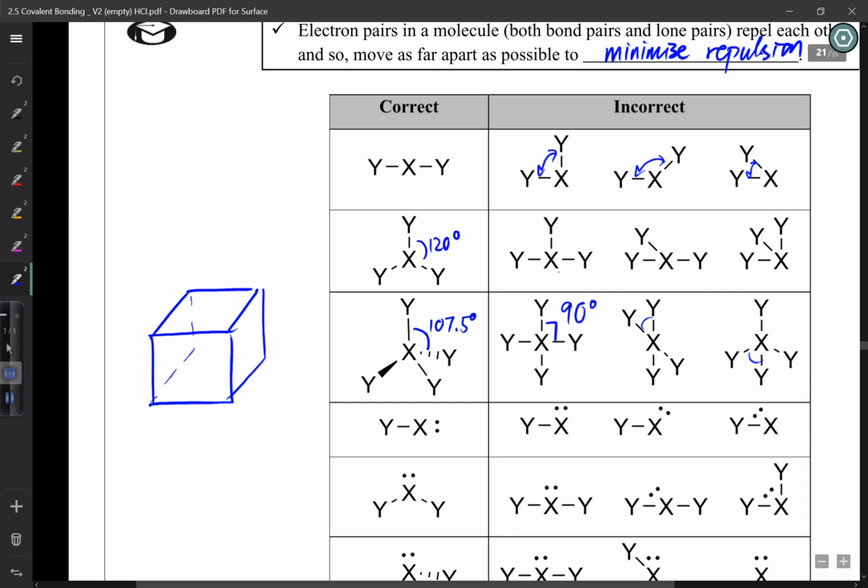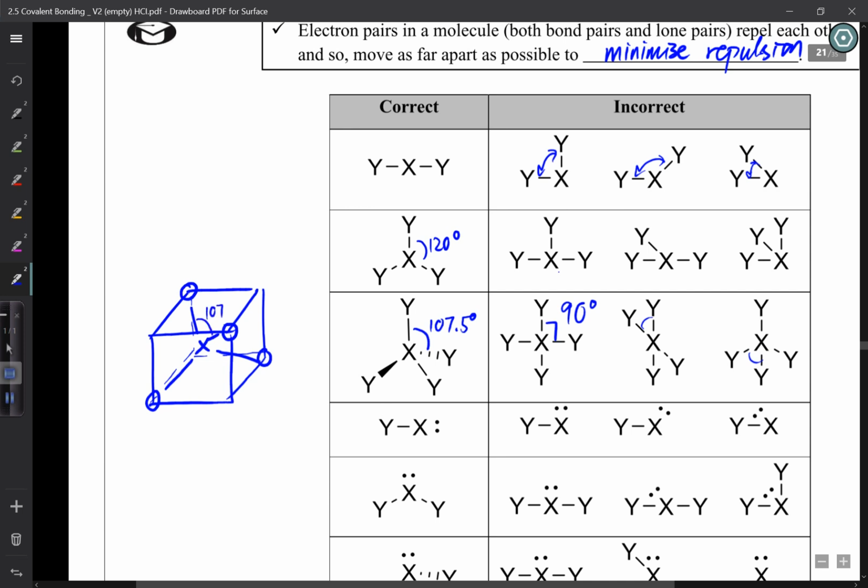Alright? Just imagine you have a cube and X in the center of the cube. Now you circle these two edges and these two edges. And then you join them together to the central X. This is how the structure looks. In other words, this angle is actually this angle.